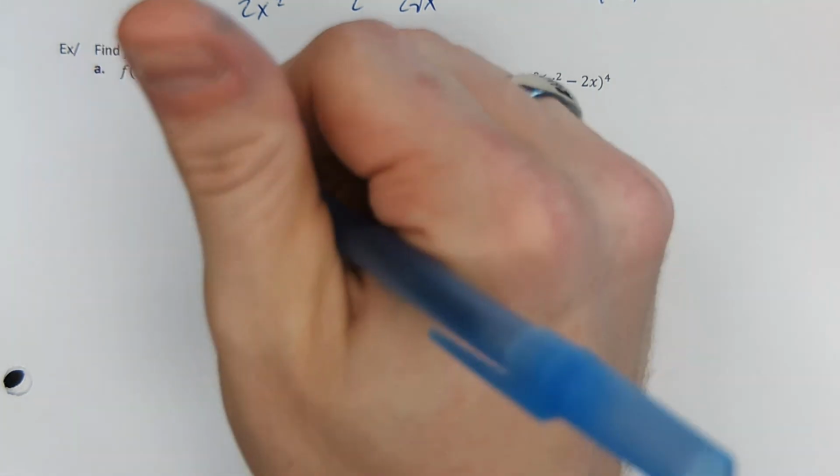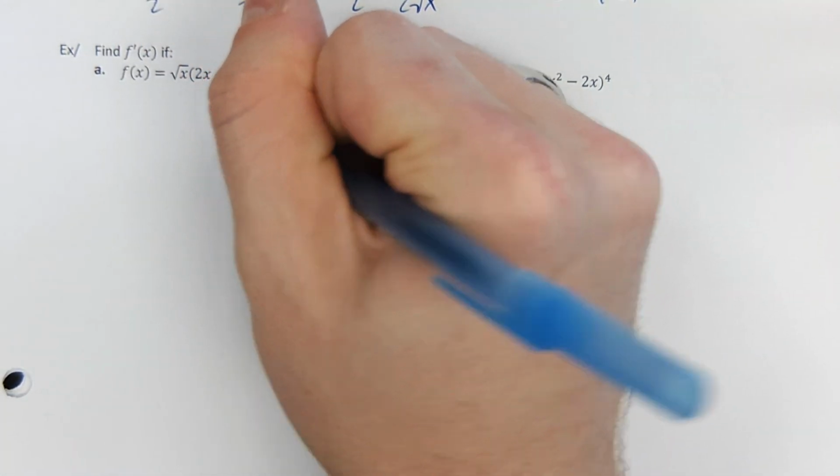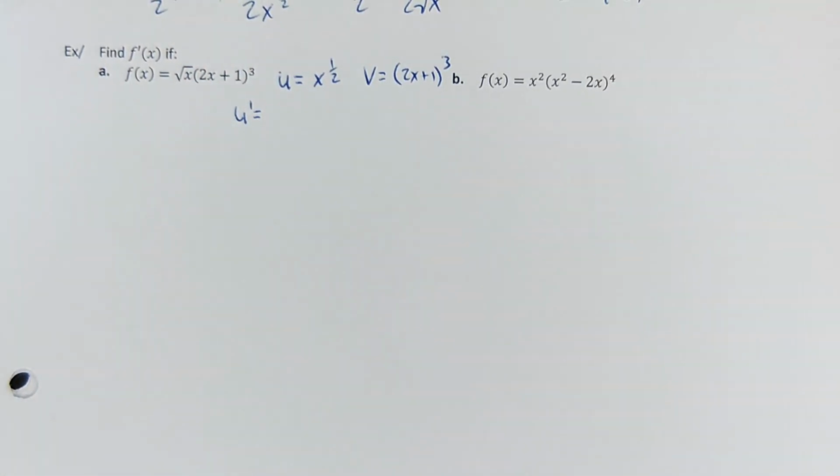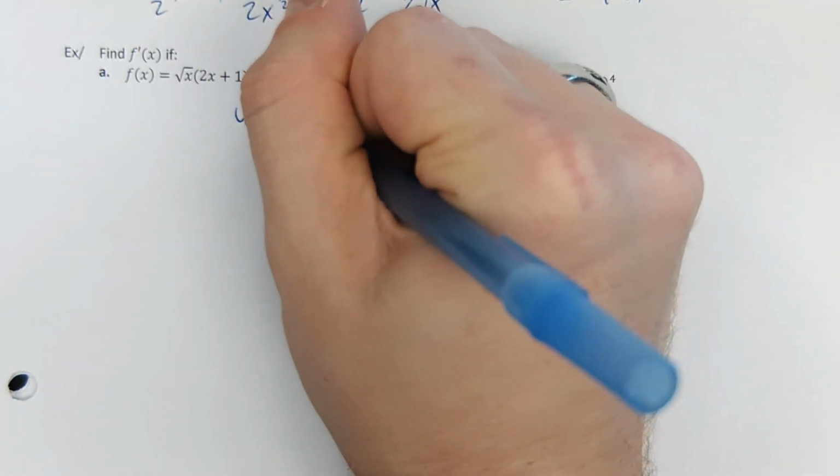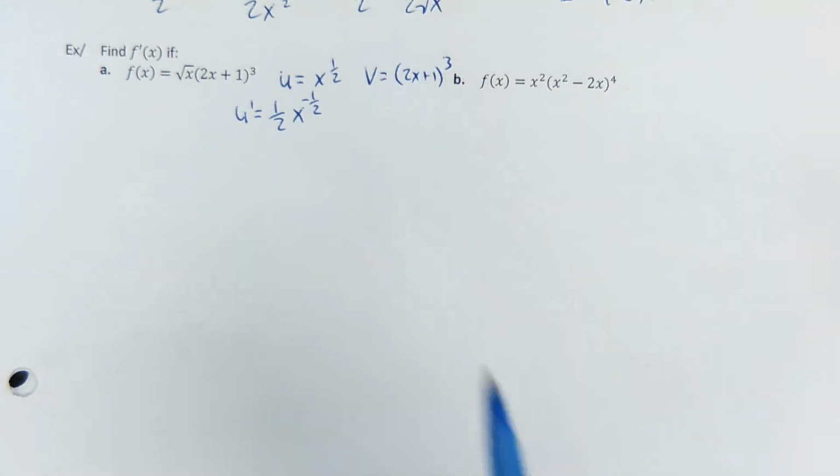U prime is simple enough. I'm scooting over just to make sure I have some horizontal space. U prime is just going to be 1/2 x to the negative 1/2. Because they get as lengthy as they do with so many terms, I'm not going to clean it up. We're just going to put together the product rule and call it a day.